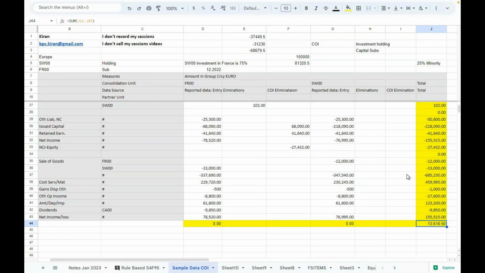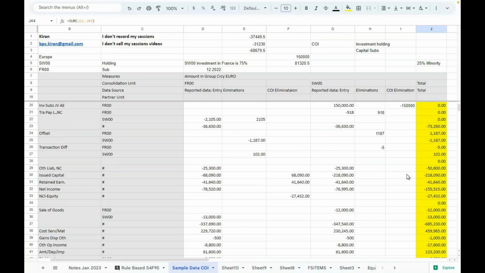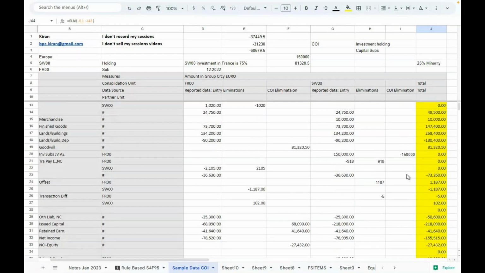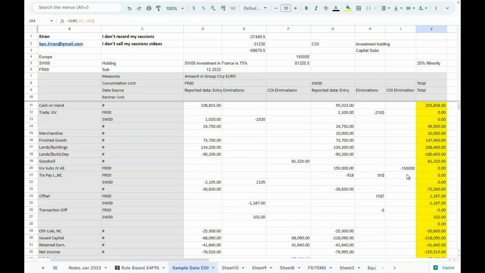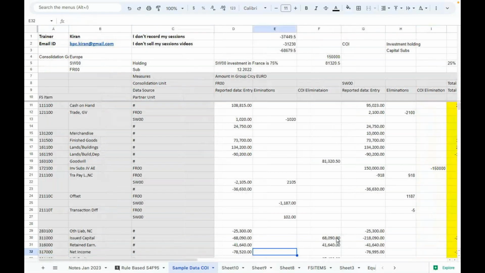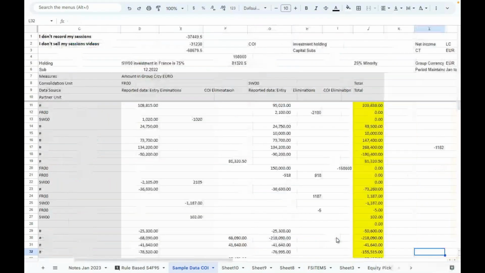Now if you see in the consolidated financial statement, investments are eliminated, shown as 0. Your capital should be eliminated. So issued capital 68,090 is eliminated, but the holding company's equity you have to show, and that I'm showing. Same thing for the retained earnings and net income. We have not done the subsequent consolidation. So actually from this 78,520, I have to show the NCI part. I have not shown that.